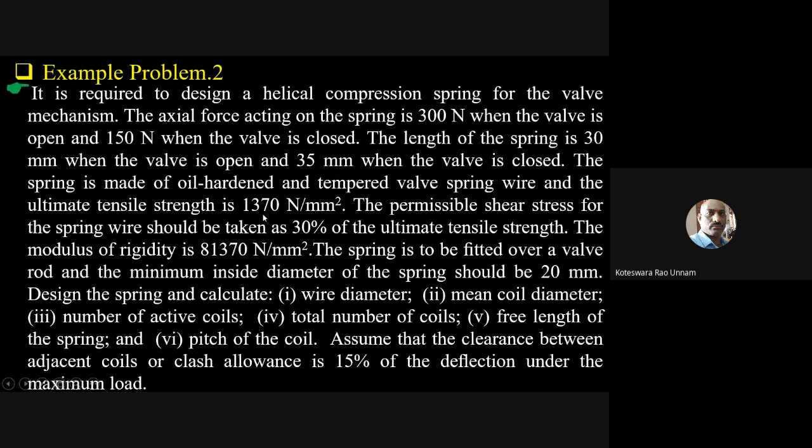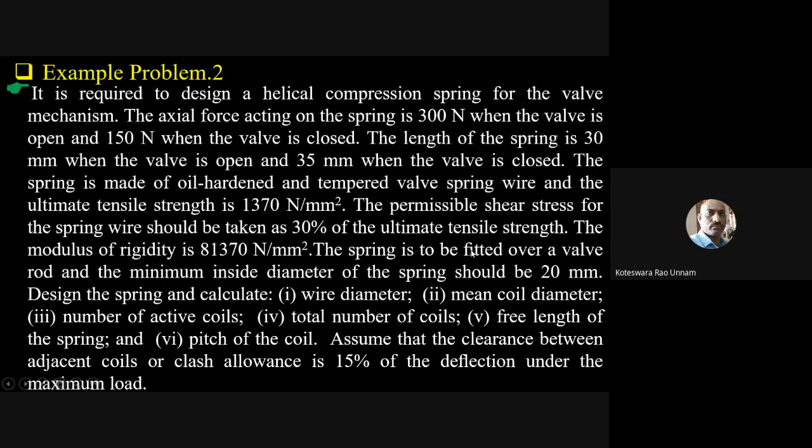Then he has given the ultimate tensile strength. Of course it is 1370, already given, no need to take it from the data book, you have to use only this value. He also stated that the permissible stress in the spring wire should be taken as 30% of ultimate tensile strength. That means the allowable shear stress is 30% of this 1370. So we can calculate the allowable shear stress. Once you have allowable shear stress, you can use the torsional stress equation. Then from that you can find out your wire diameter. The first thing is over.